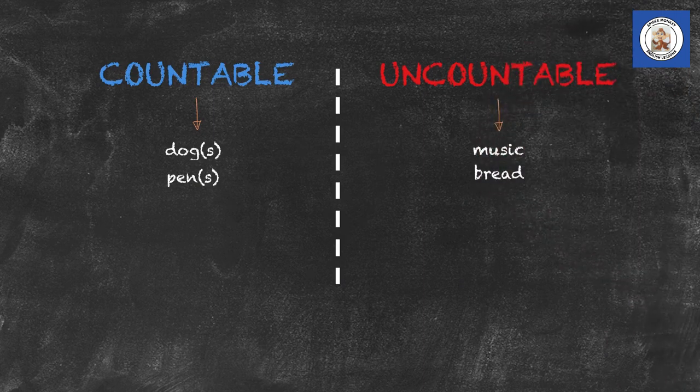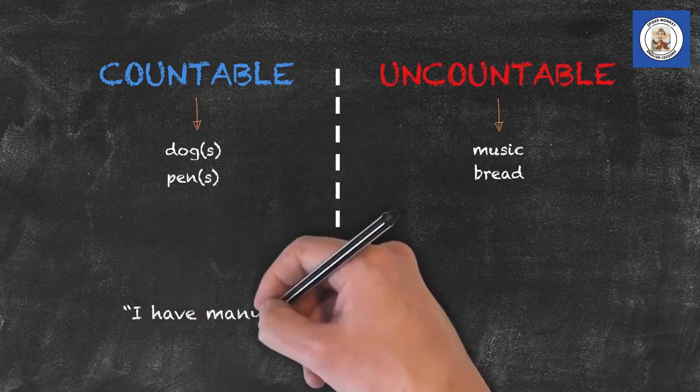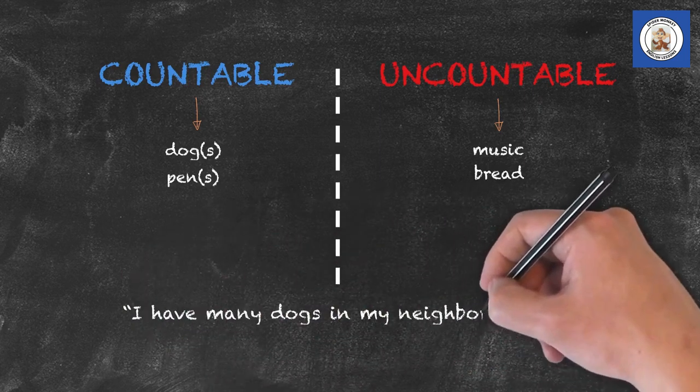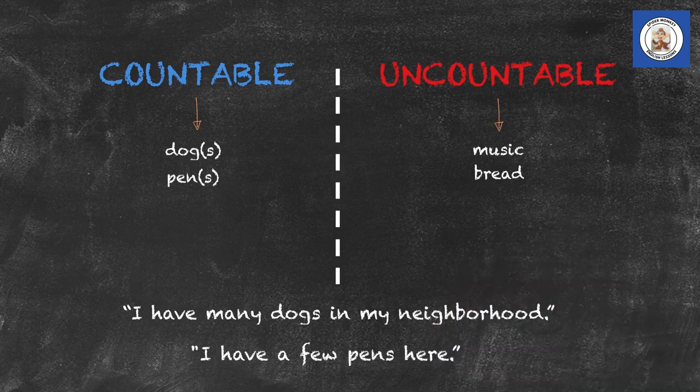Music, bread. It's important to notice and be able to identify the difference between countable and uncountable nouns, as often this dictates the rest of our sentence. We have to use certain words with countable nouns and certain words with uncountable nouns. I can say, I have many dogs in my neighborhood, or I have a few pens here.